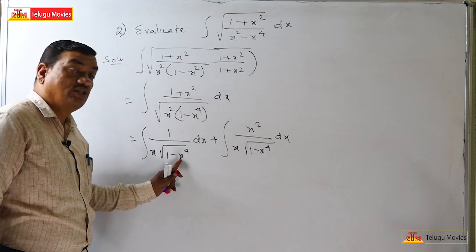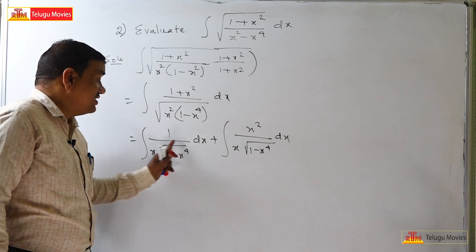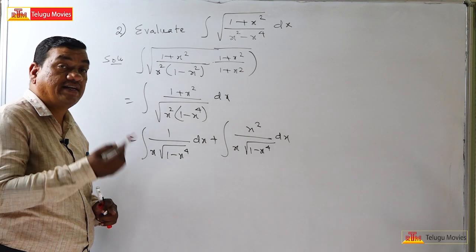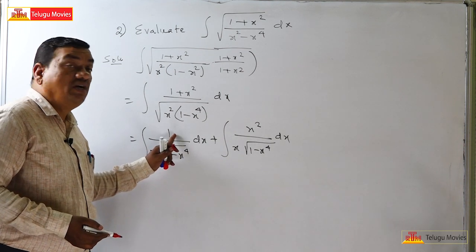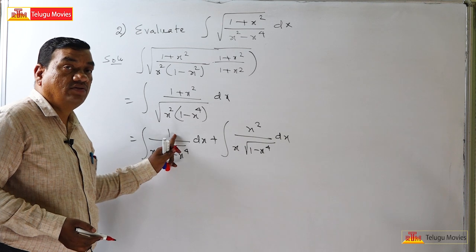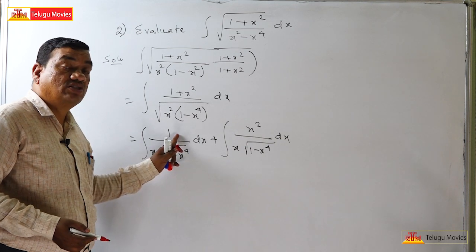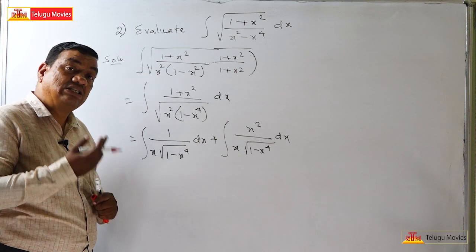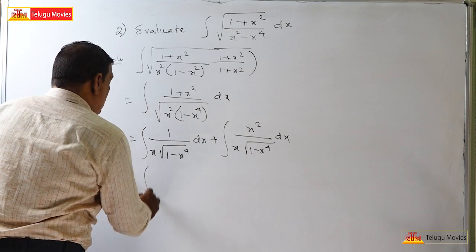So here 1 minus x to the power of 4 is there. What is the derivative of 1 minus x to the power of 4? This is minus 4x³. So in the numerator, the x³ term is not there. That's why we multiply the numerator and denominator by x³. So first you do that.